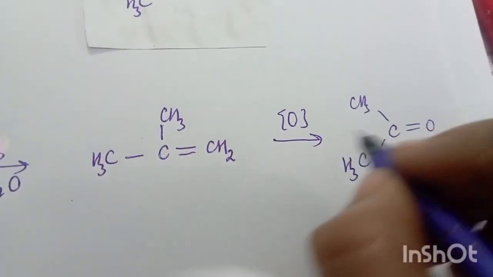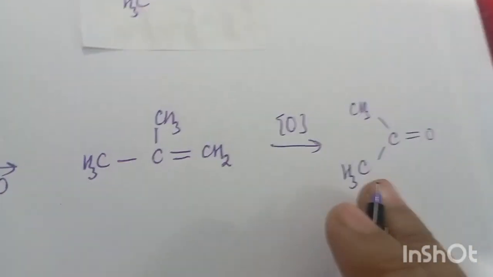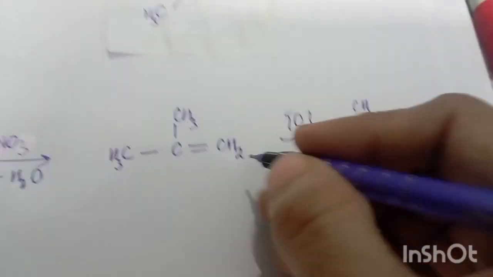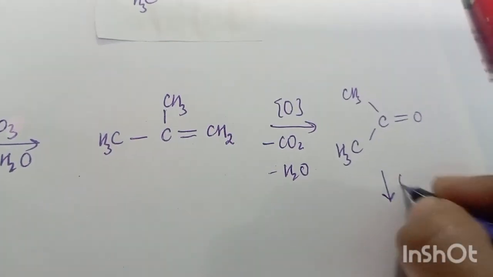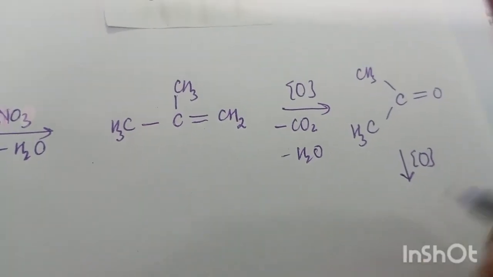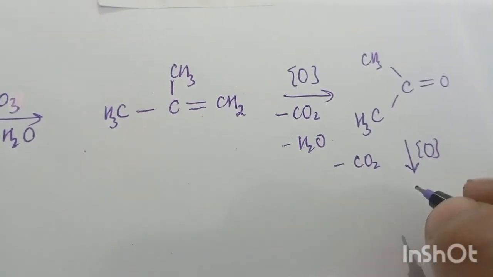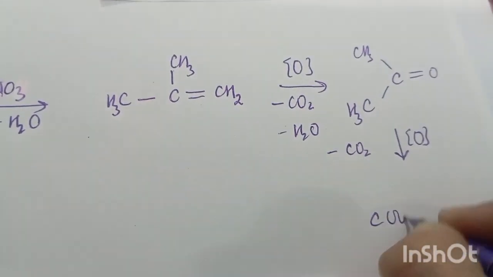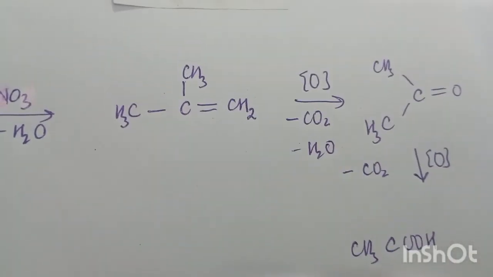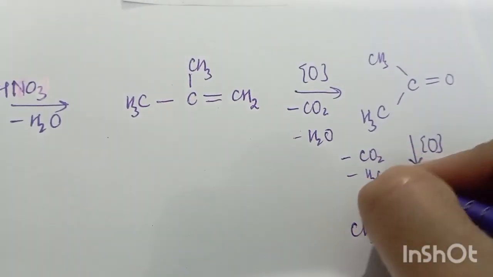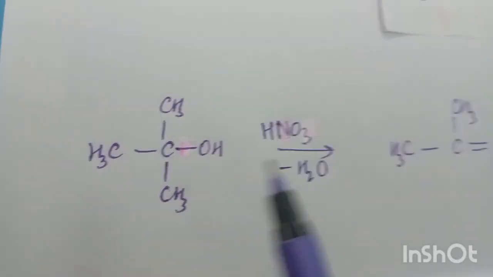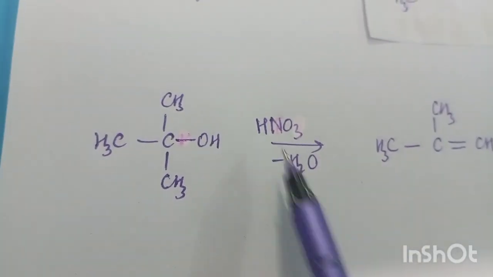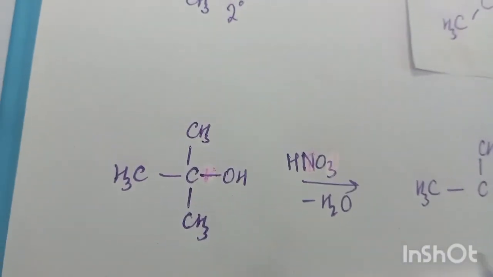a carbonyl compound with one less carbon atom. See here, one carbon atom is less, okay. Which on further oxidation leads to the formation of carboxylic acid, again with one less carbon atom. Here degradation of the chain is taking place, CH3COOH. So the products are entirely different in case of tertiary alcohols. Remember this, the products are entirely different, the reagents are different as well.